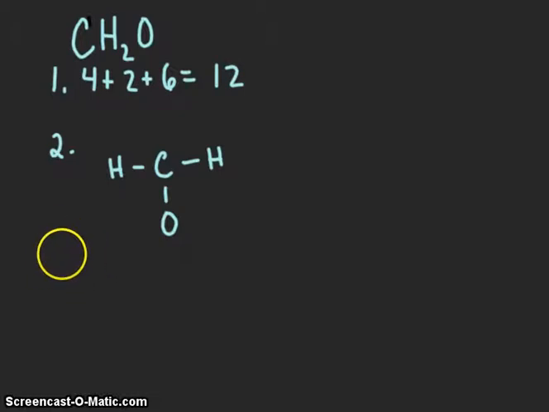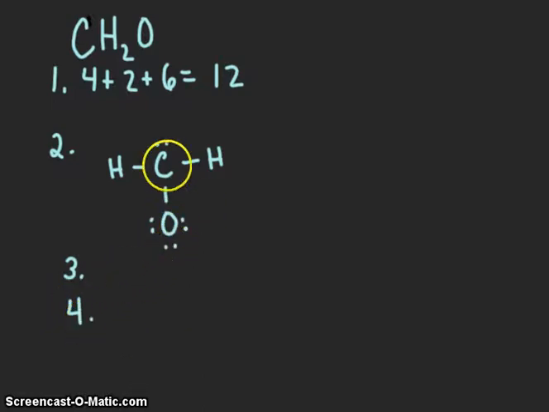So let's do step 3. Step 3, I'm going to add my lone pairs to my atoms. Hydrogen never gets lone pairs. If you notice, carbon is empty on top, so it gets a pair. And the oxygen gets a pair on the left, bottom, and right.